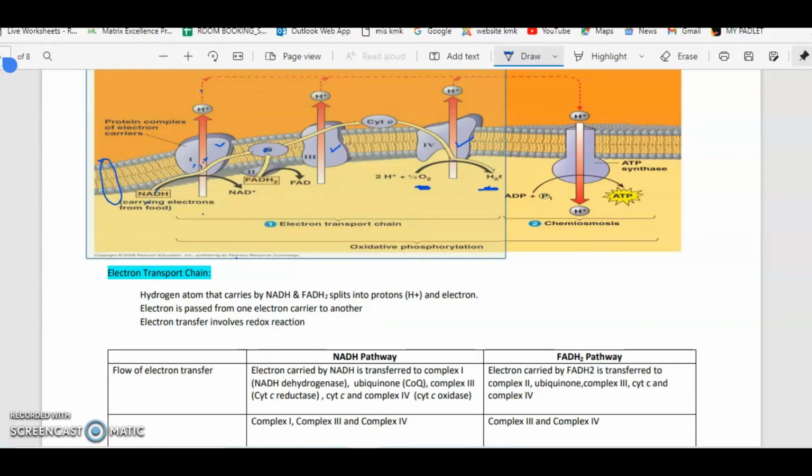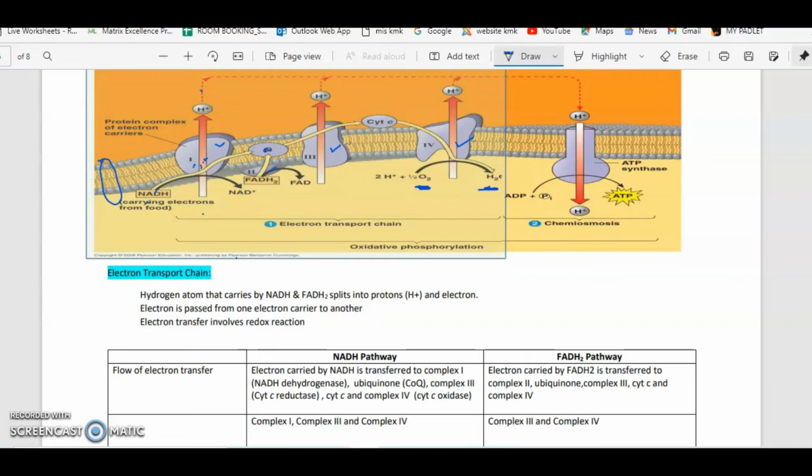Okay. FADH2, the pathway is different because FADH2 will not transfer electron to complex 1. It will transfer electron to complex 2. So FADH2 transfers electron to complex 2. Complex 2 reduces, FADH2 oxidizes. Okay, complex 2 will transfer electron to ubiquinone. Ubiquinone reduces, complex 2 oxidizes.